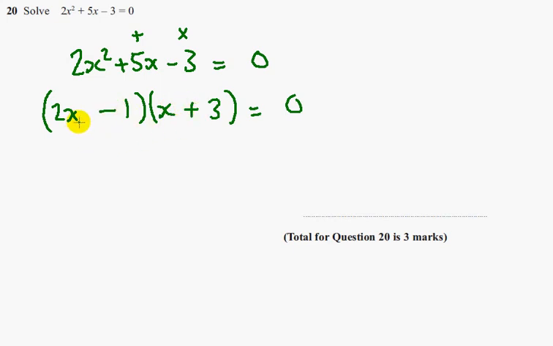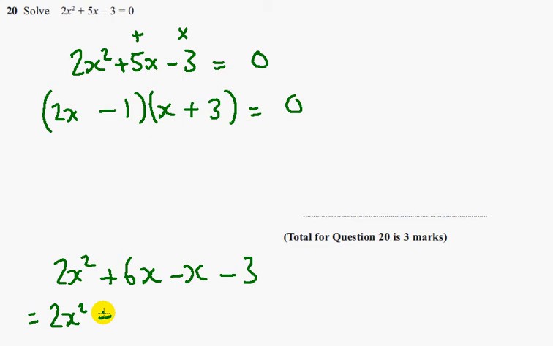So when we multiply this out, let's see what we get. We're going to get 2x times x, which is 2x squared. So far so good. 2x times 3, which is going to give us positive 6x. Minus 1 times x gives us minus x. And minus 1 times 3 gives us minus 3. So that's going to give us 2x squared plus 5x minus 3, which is the same. So we have factorized this correctly.